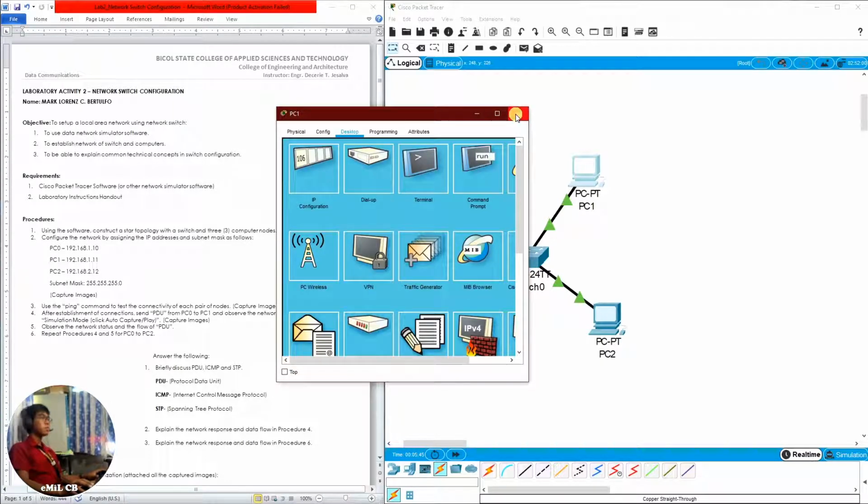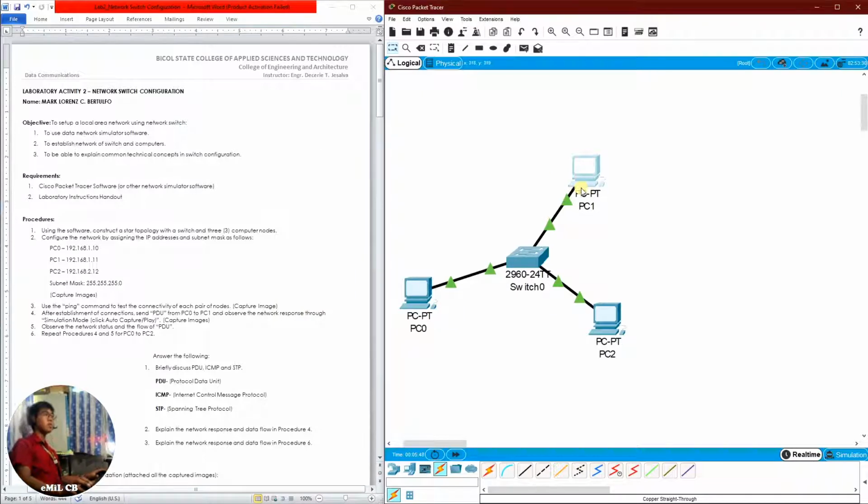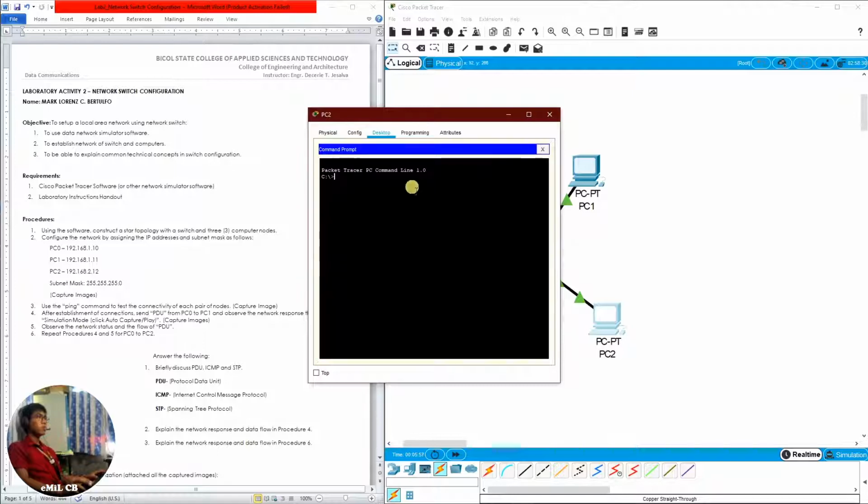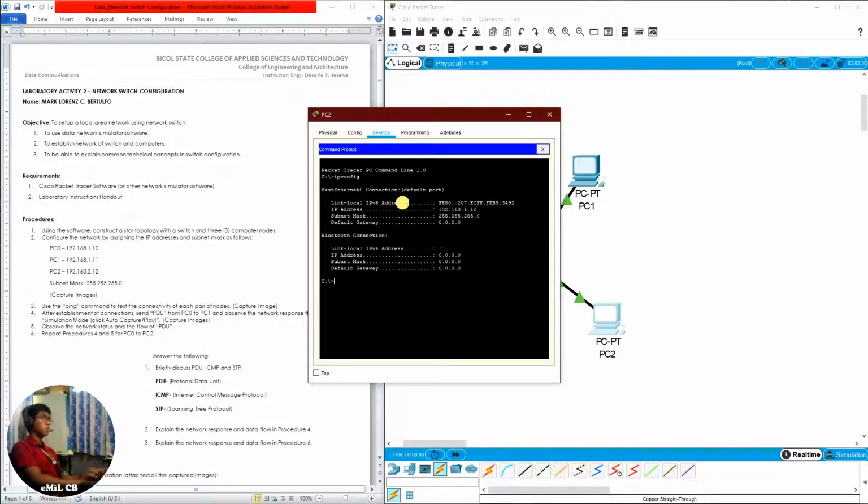We have tested that the connection of PC1 to PC0 is good, as well as from PC1 to PC2. Lastly, for PC2, we are going to ping PC0 and PC1. Using ipconfig, PC2 uses 192.168.1.12.